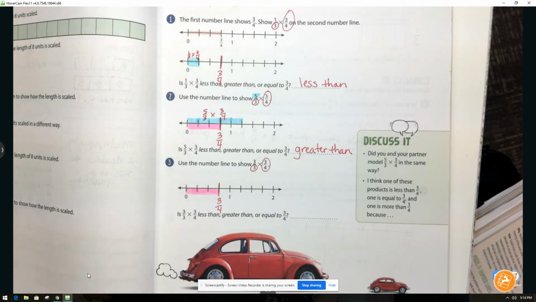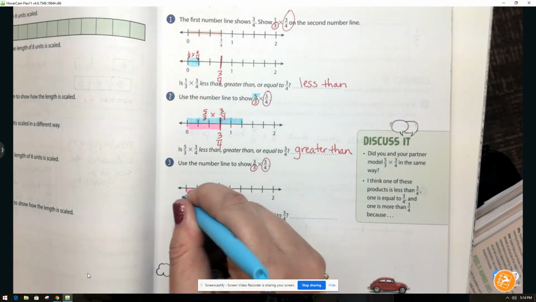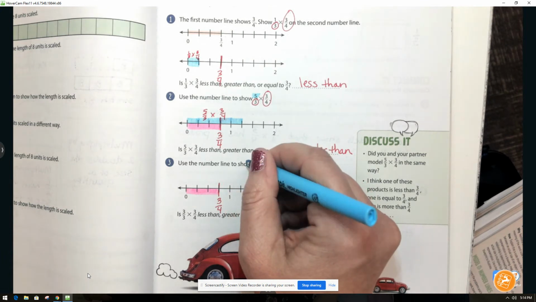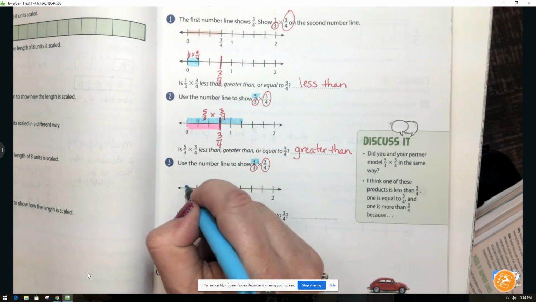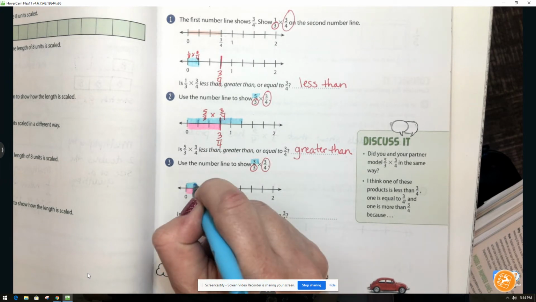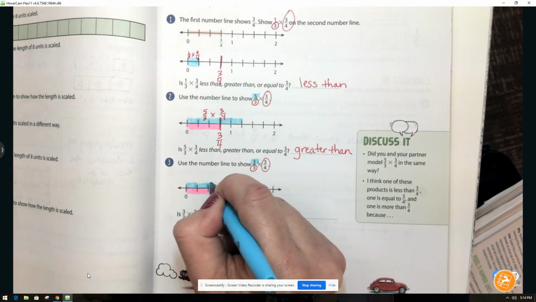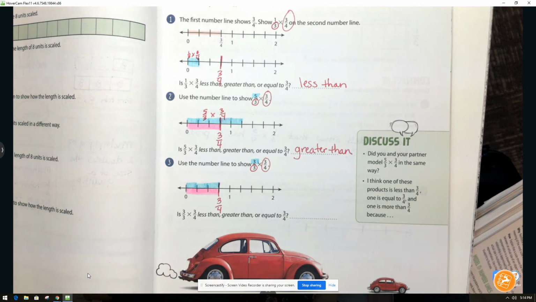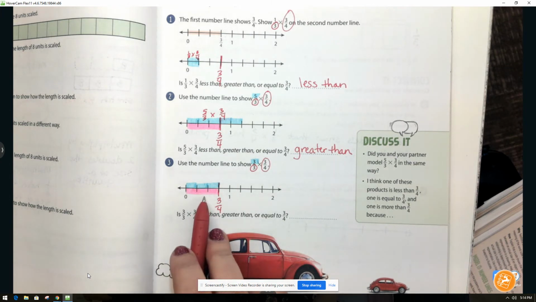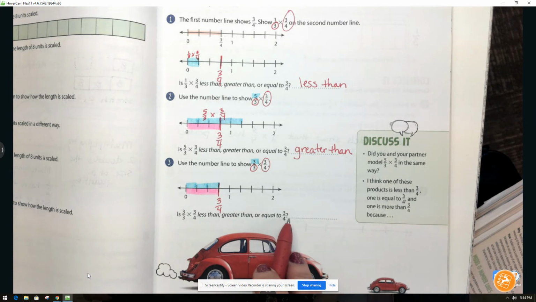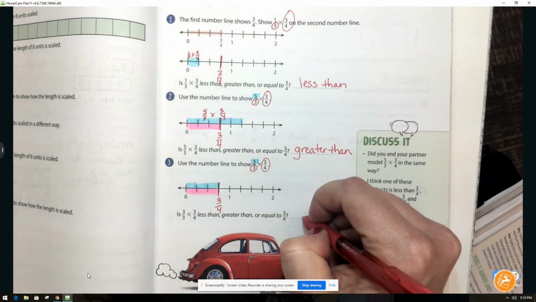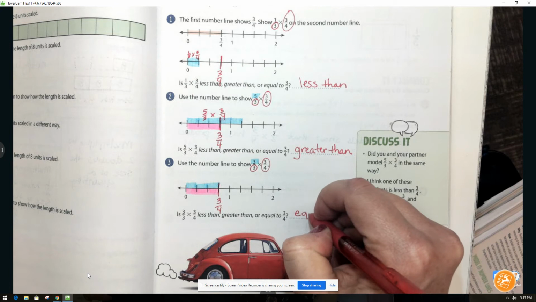Then I'm breaking the 3/4 into thirds, and I want to highlight 3 of those thirds. So I'm going to highlight 1/3 of 3/4, 2/3 of 3/4, and 3/3 of 3/4. Now, when I compare the blue and the pink line, is 3/3 times 3/4 less than, greater than, or equal to 3/4? That's right, it's equal to.